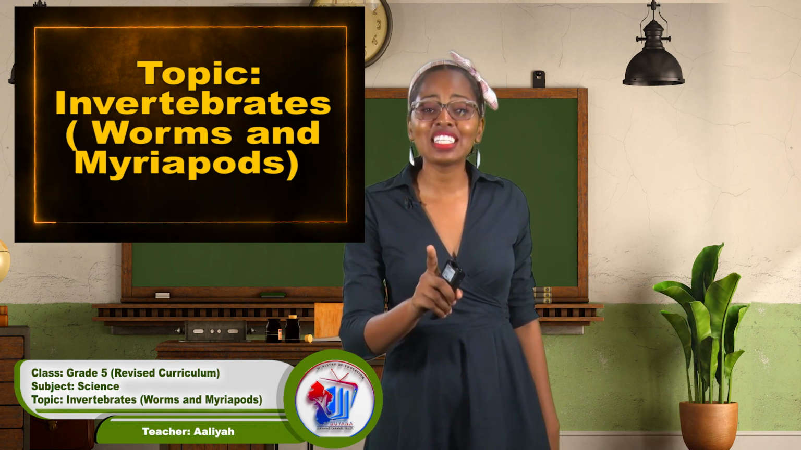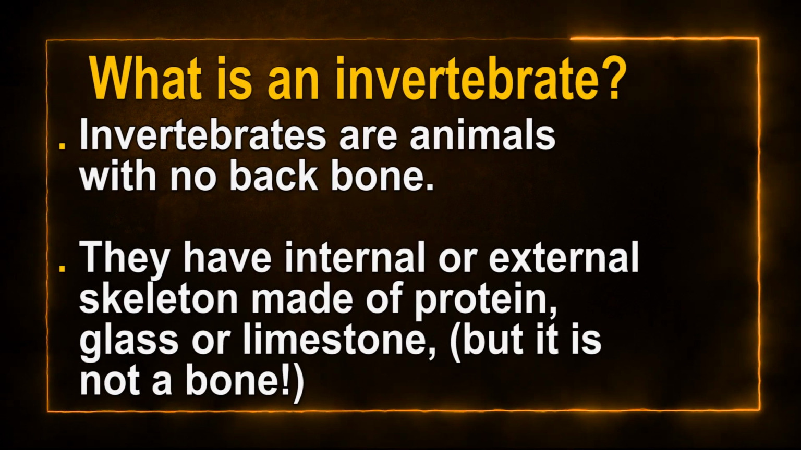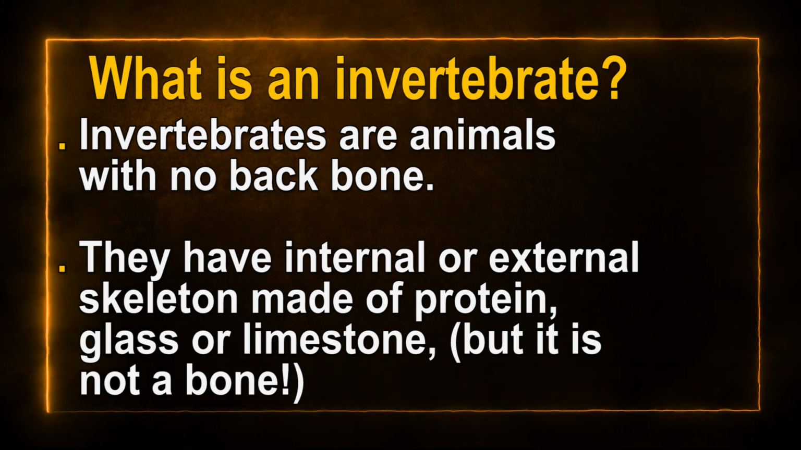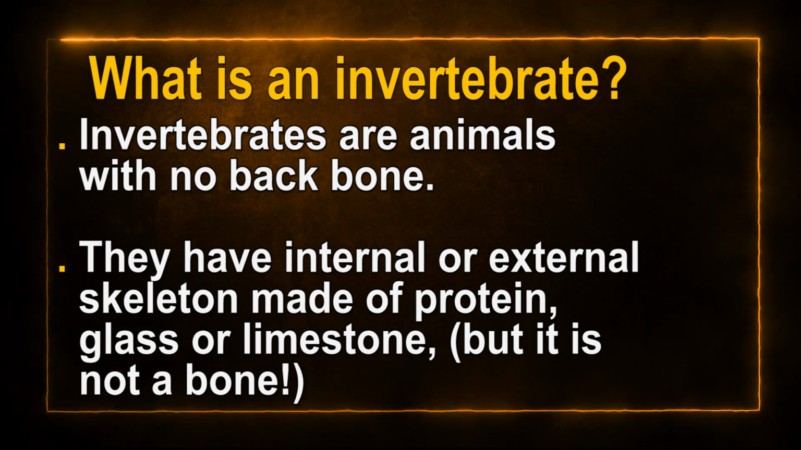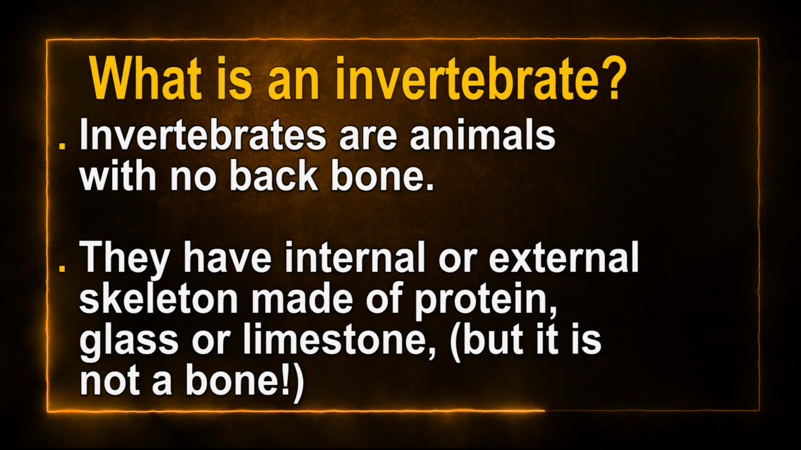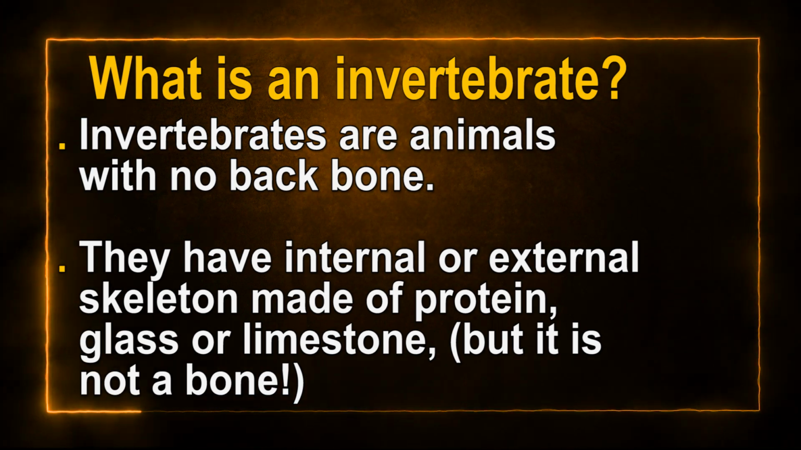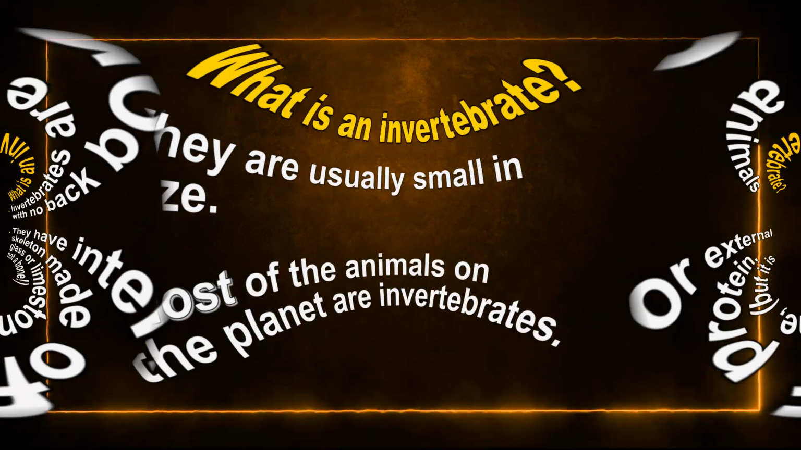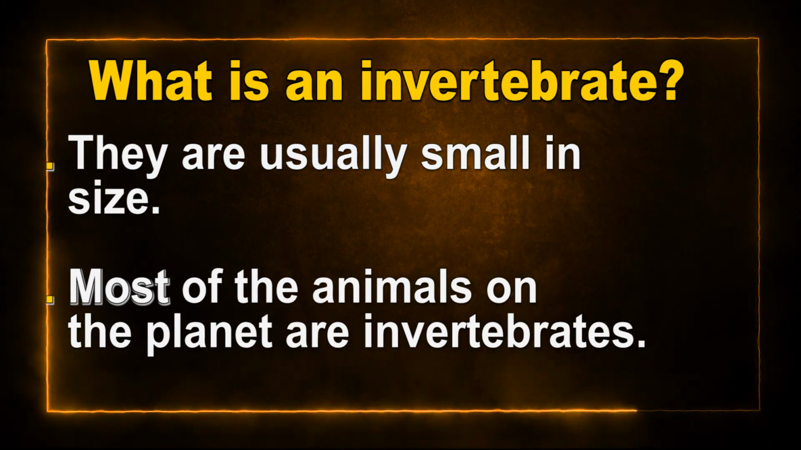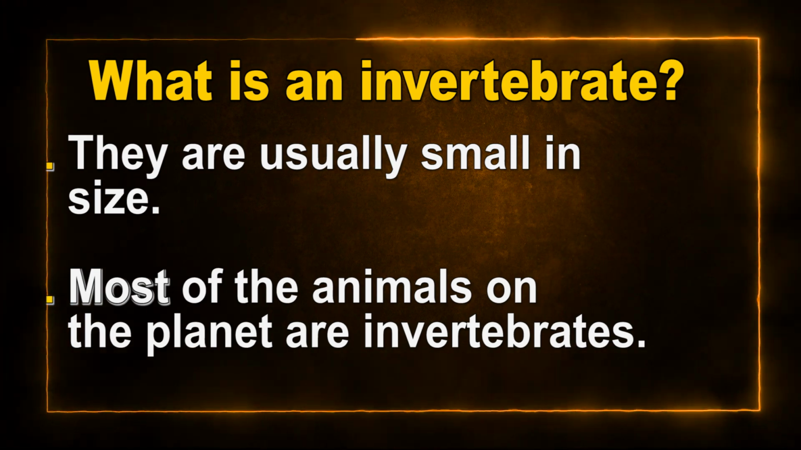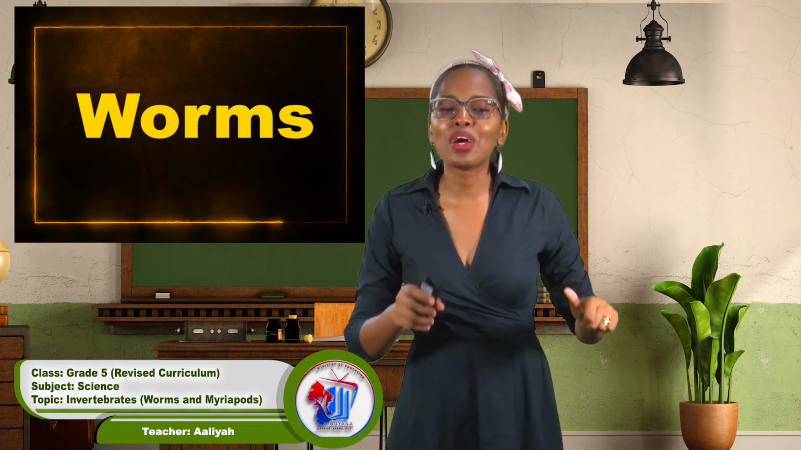But before we dive into that, let's discuss what are invertebrates. Remember, invertebrates are animals with no backbone. They have an internal or external skeleton that is made of protein, glass, or limestone, but it is not a bone. They are usually small in size, and most of the animals on the planet are invertebrates. The first type of invertebrate we'll be looking at are worms.